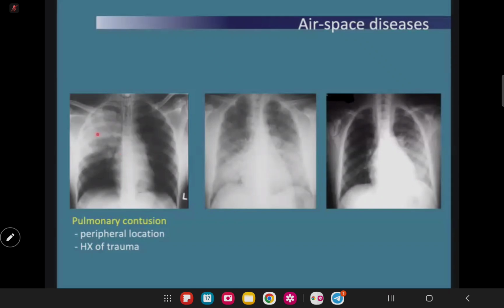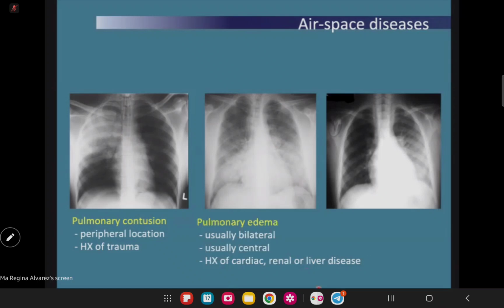So there's opacification. Opacification means that there's white stuff or white markings on the right upper lobe. So maybe that's pulmonary contusion, with the background of history of trauma and peripherally located. Bilateral usually means central, with history of cardiac, renal, or liver disease. How about this one? Unilateral and peripheral in location. So most likely you would have pneumonia. So that is how you differentiate the opacification.